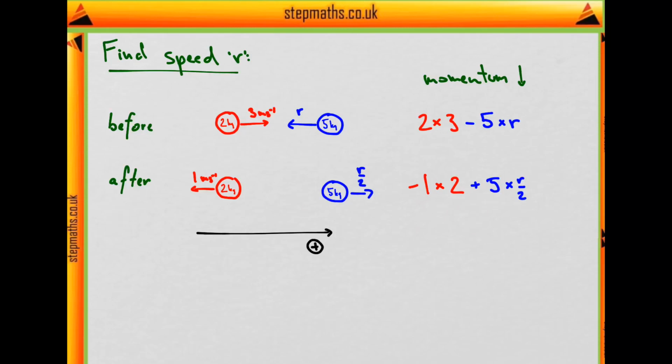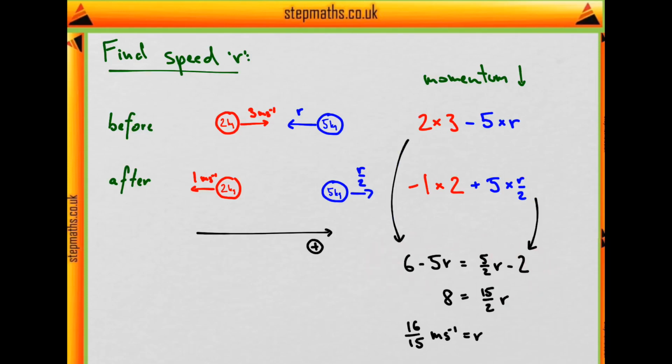Now, by conservation of momentum, these two quantities have to be equal. And when we set them equal to one another, we can isolate r, and we see that its value is 16 over 15 meters per second. And that's the value of the speed which we are supposed to find to begin with. And in the exam, it was answer C.